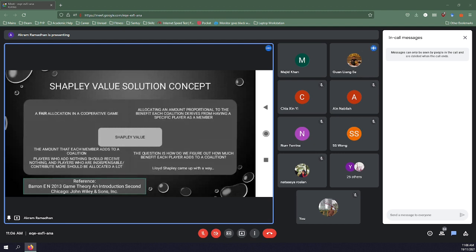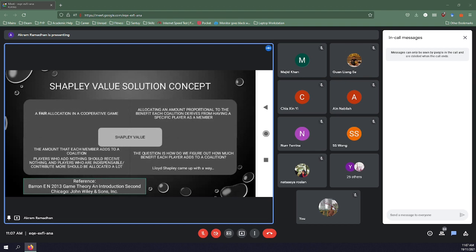The first thing is a fair allocation in a cooperative game. With the Shapley value solution concept, we discuss the method in the cooperative game, where the players collaborate together. The second is allocating an amount proportionally to the benefit each coalition derives from having a specific player as a member. Meaning that for the amount each member adds to a coalition, we pay the player based on how much they contribute to the coalition.